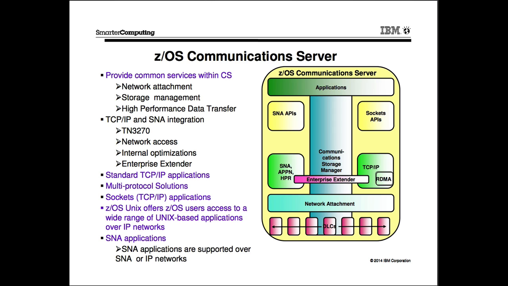So z/OS Communication Server provides TCP/IP and SNA integration. It provides Telnet 3270 support. It provides network access, internal optimizations, and Enterprise Extender. We also provide a suite of standard TCP/IP applications, for example, FTP, a routing daemon, Telnet, a mail daemon, and various things like that. We provide sockets APIs, and we also integrate with z/OS Unix, which is a Unix shell that runs under z/OS, so that Unix-based applications that are BSD compliant can easily be ported to z/OS, and if they're BSD compliant and sockets compliant, they can run with Communication Server.